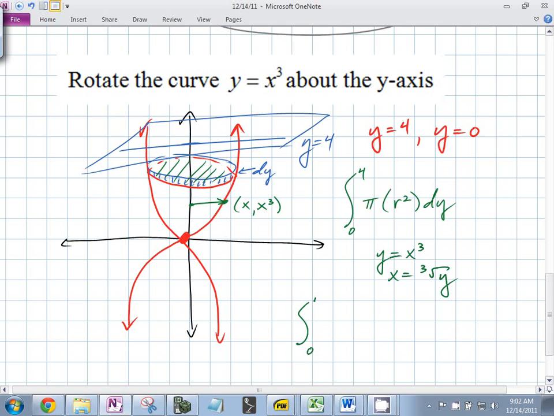0 to 4, pull the pi out, and you're going to be squaring what? The cube root of y. That's correct. There it is. And can you integrate that? Yes. Here's the thing. This is key. Once you decide what you're integrating with respect to, you have to write everything else in terms of that variable. You can't integrate this. This is not something you do in this class.